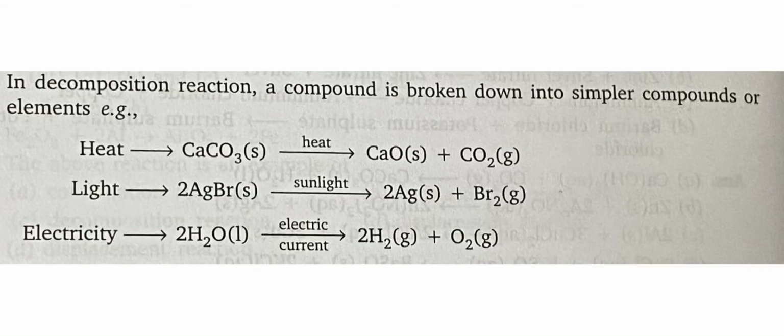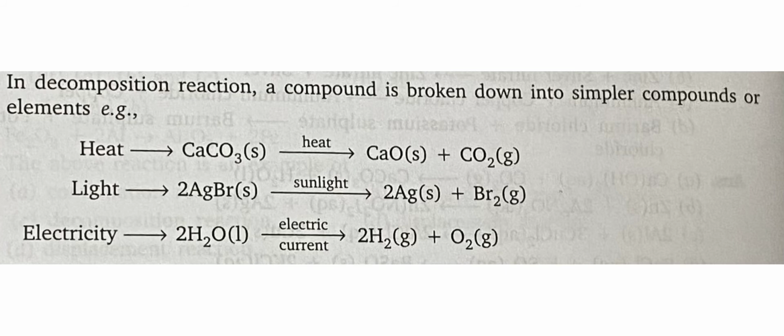For decomposition to take place, it is not always necessary that heat is given to the compound. It may take place in the presence of sunlight also. Some reactions may take place with the help of electric current also. So on the basis of this, decomposition reactions are divided into three categories. First one is thermal decomposition. Thermal decomposition is the decomposition which takes place in the presence of heat. For example, calcium carbonate, when heated, gets converted into calcium oxide and carbon dioxide.